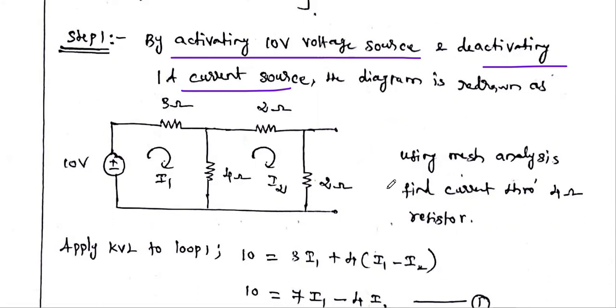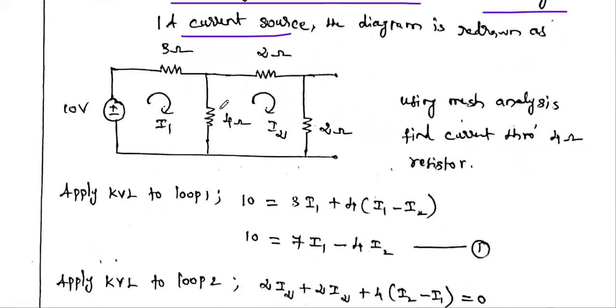Since the current source branch is just open circuited, now we have to find the current flowing through this 4 ohm resistor. That is our question. To find it, you may use any method: mesh analysis, nodal analysis, anything. Our well-known method is mesh analysis, so we are going to solve for the current flowing through the 4 ohm resistor using mesh analysis.